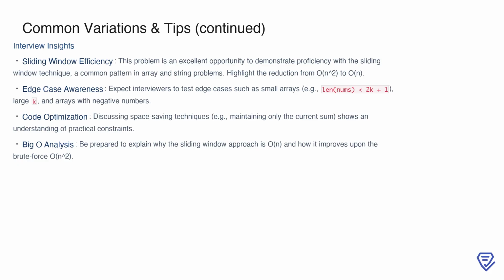Additionally, discussing code optimization is valuable. For instance, you can show awareness of space-saving techniques, such as maintaining only the current sum instead of storing additional data structures. Finally, be ready to explain the time complexity of your approach. Being able to articulate why the sliding window method achieves O(n) and how it improves upon the brute force method can leave a positive impression.